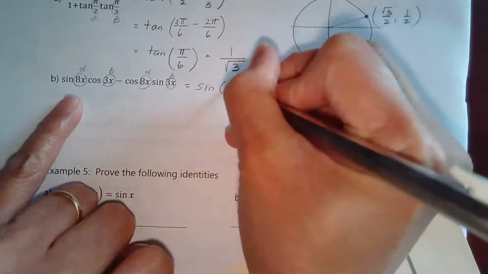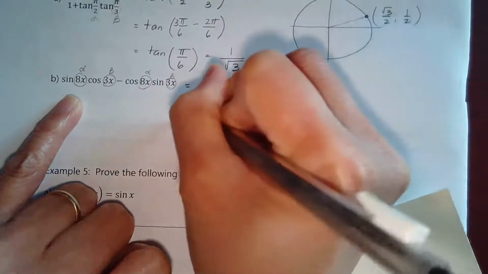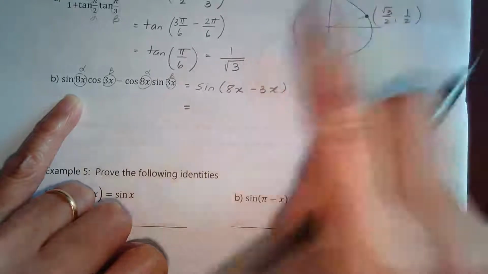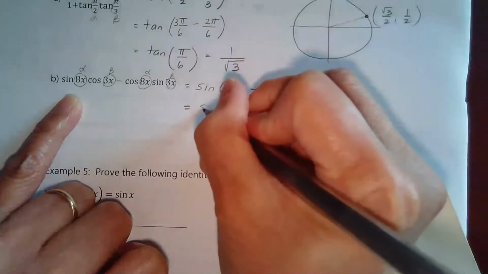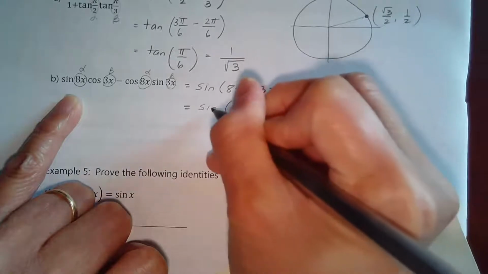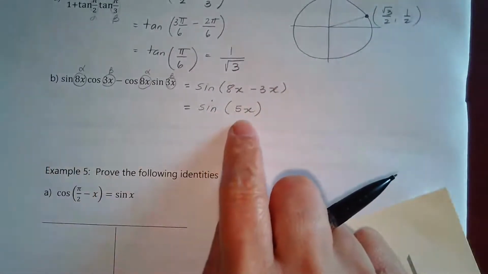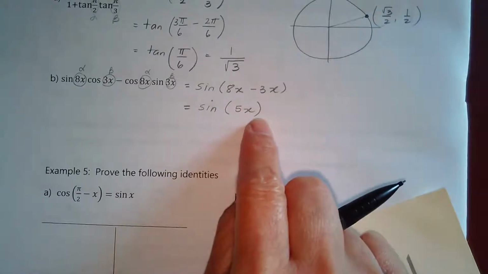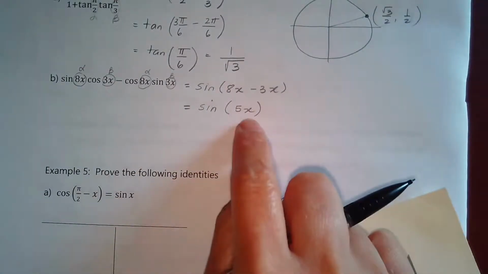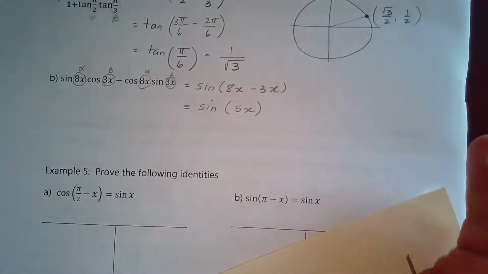So alpha is 8x minus 3x, and we can simplify the inside. So sine of 5x. In this particular case, we can't really evaluate this. It's not possible to evaluate it because we don't know what the x is. So that's our simplified version.